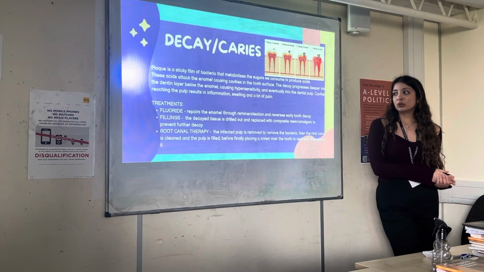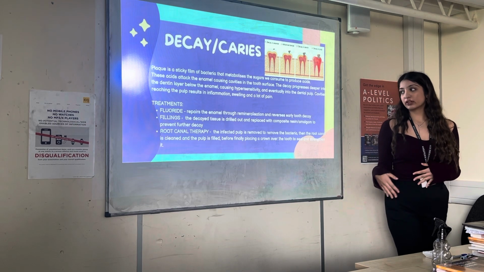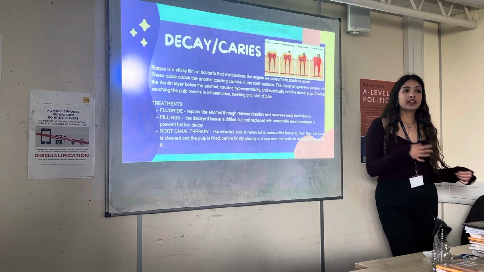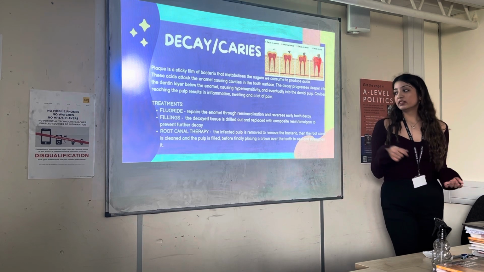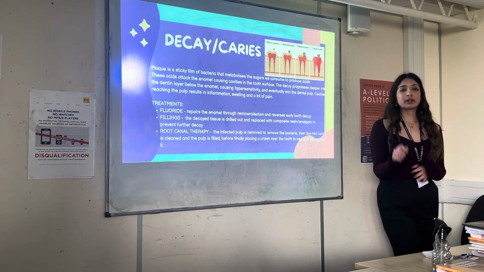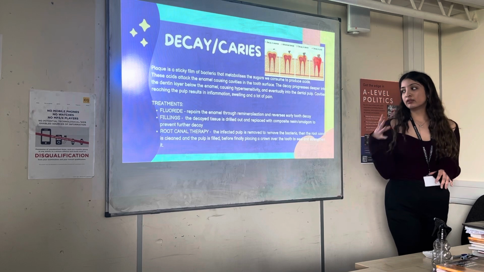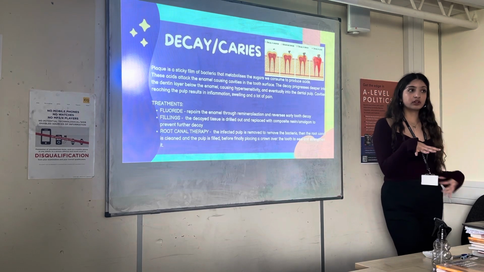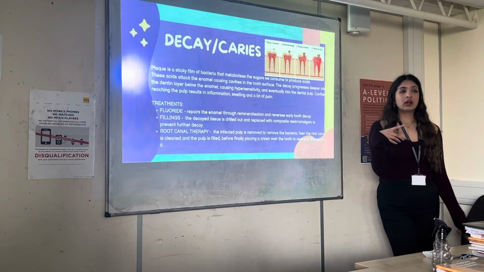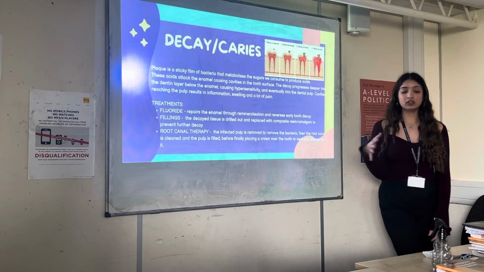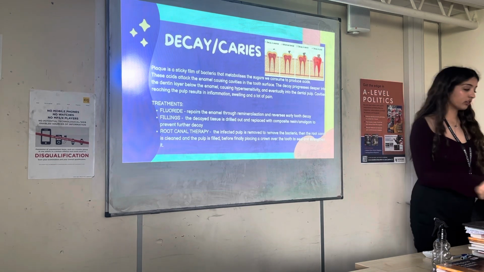And then the last, most extreme form of treatment is root canal therapy. That's used when the decay has progressed to the pulp. So the infected pulp is removed to remove the bacteria, and the whole infection is cleaned off, and the pulp is refilled. And then a crown is placed over the tooth to seal the wound and provide strength.